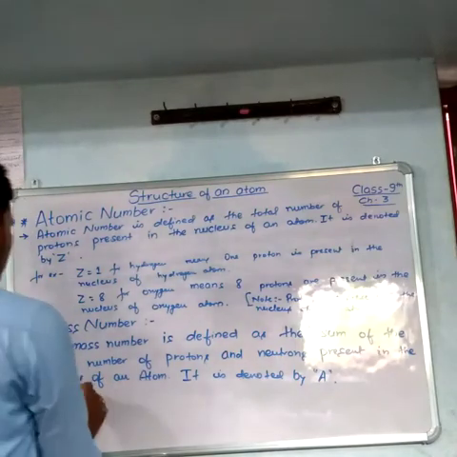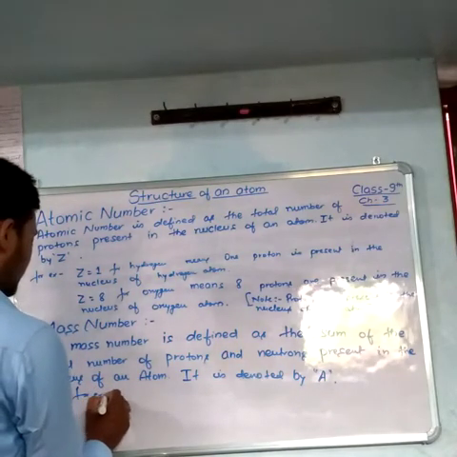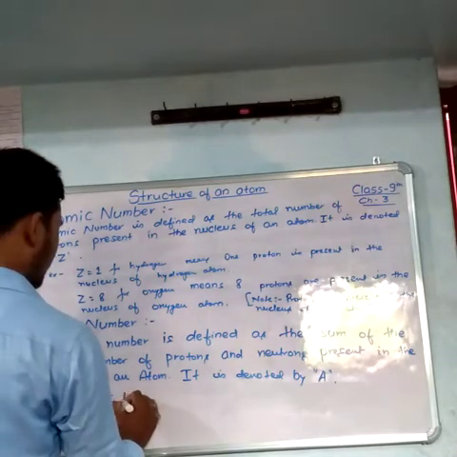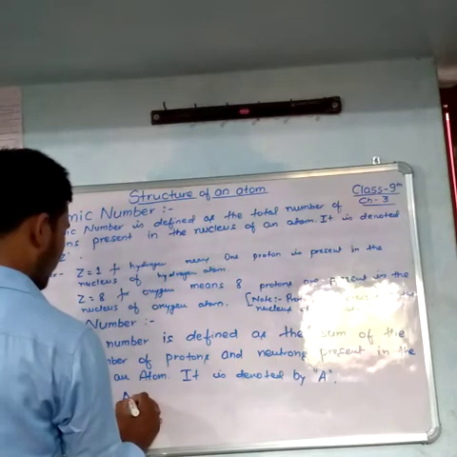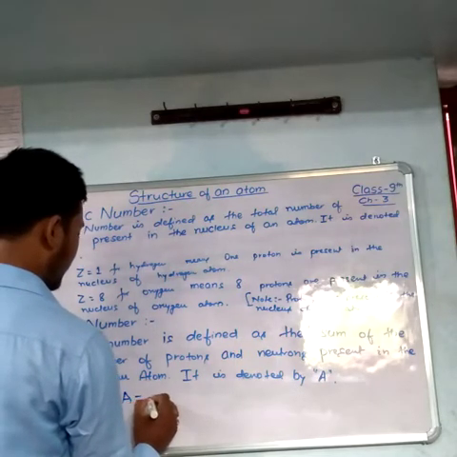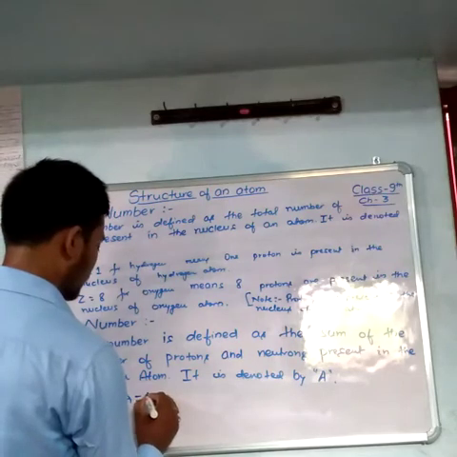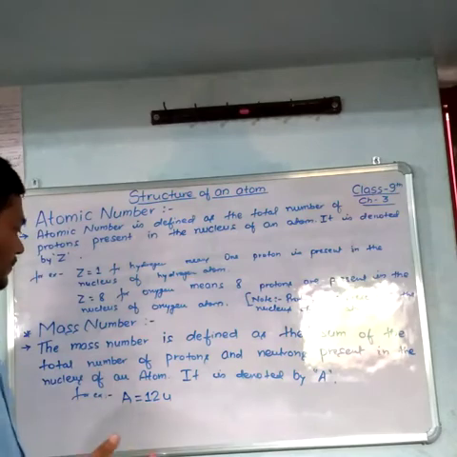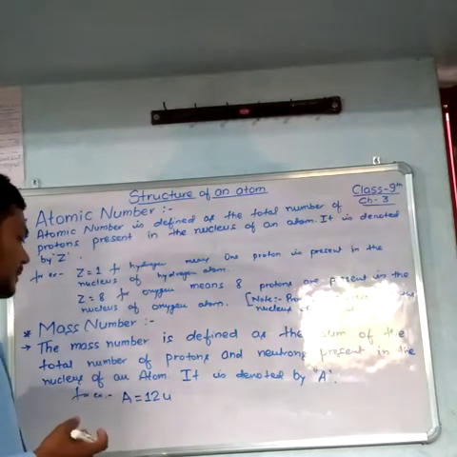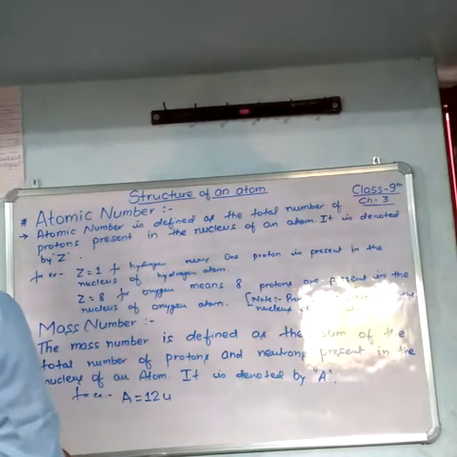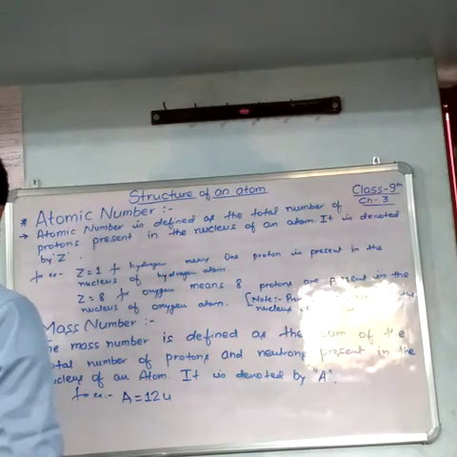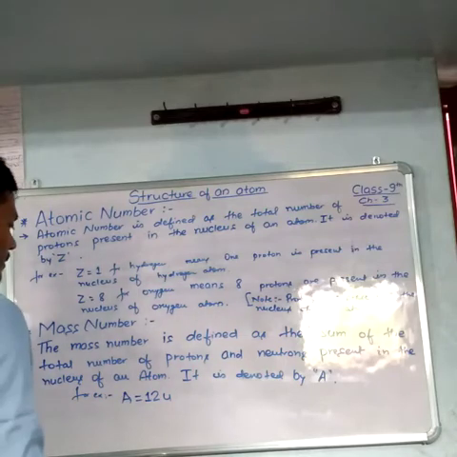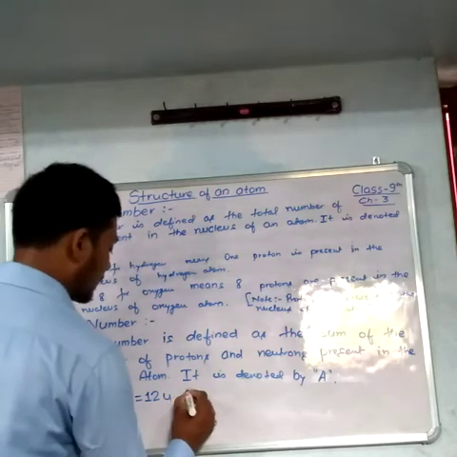Okay, for example, A equals 12U. U is a unit which measures mass number. Okay, 12U, the mass is equal to 12U for carbon.